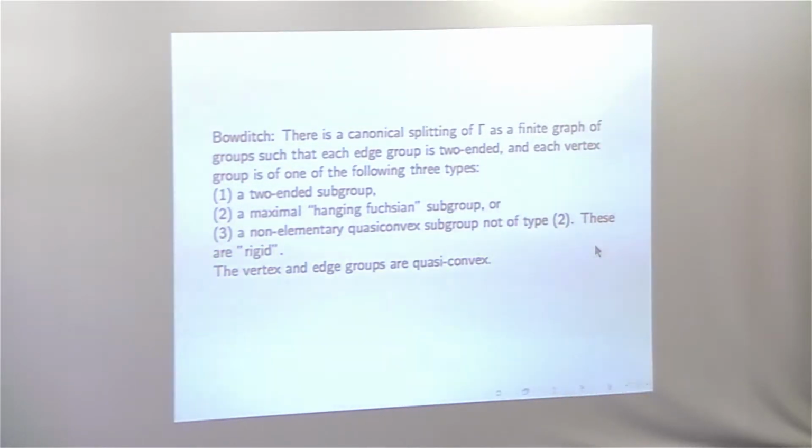So I have this group, and it's a hyperbolic group, and it has this boundary, and all this information comes from the topology of the boundary. I didn't write that down.